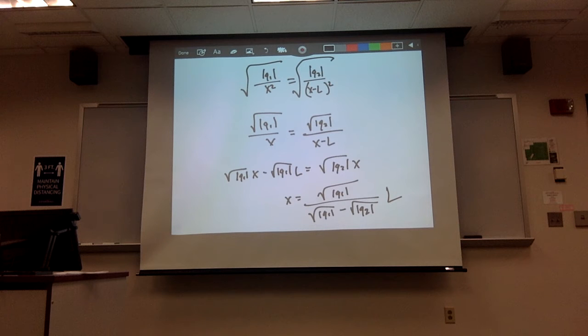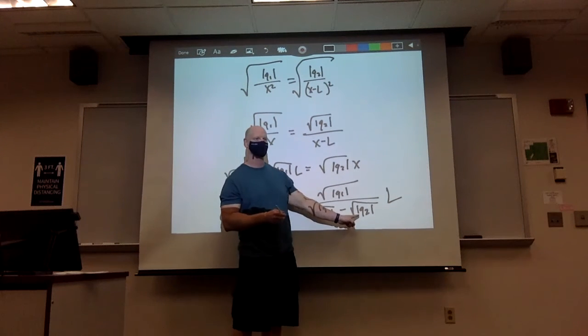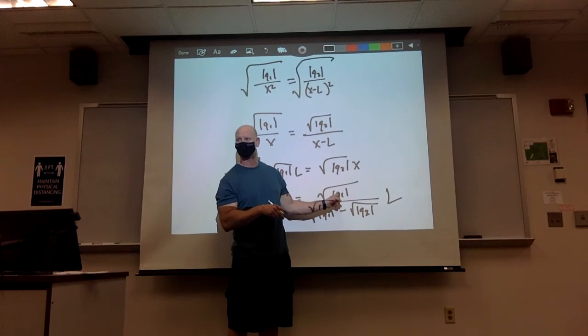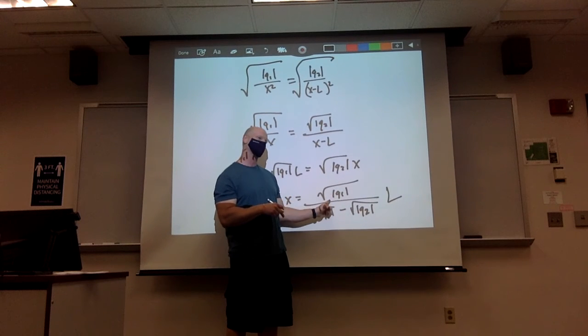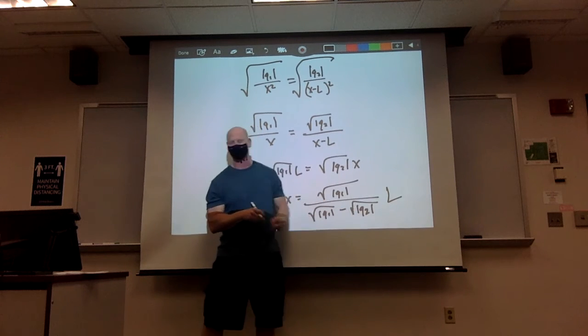From here, what I know is that Q1 is 8 times Q. Q2 is simply 3 times Q when I took the absolute values, which means all the Q's are going to cancel, so I don't care what Q happens to be. I only care about what the free factor is, so this is square root of 8 divided by square root of 8 minus the square root of 3.